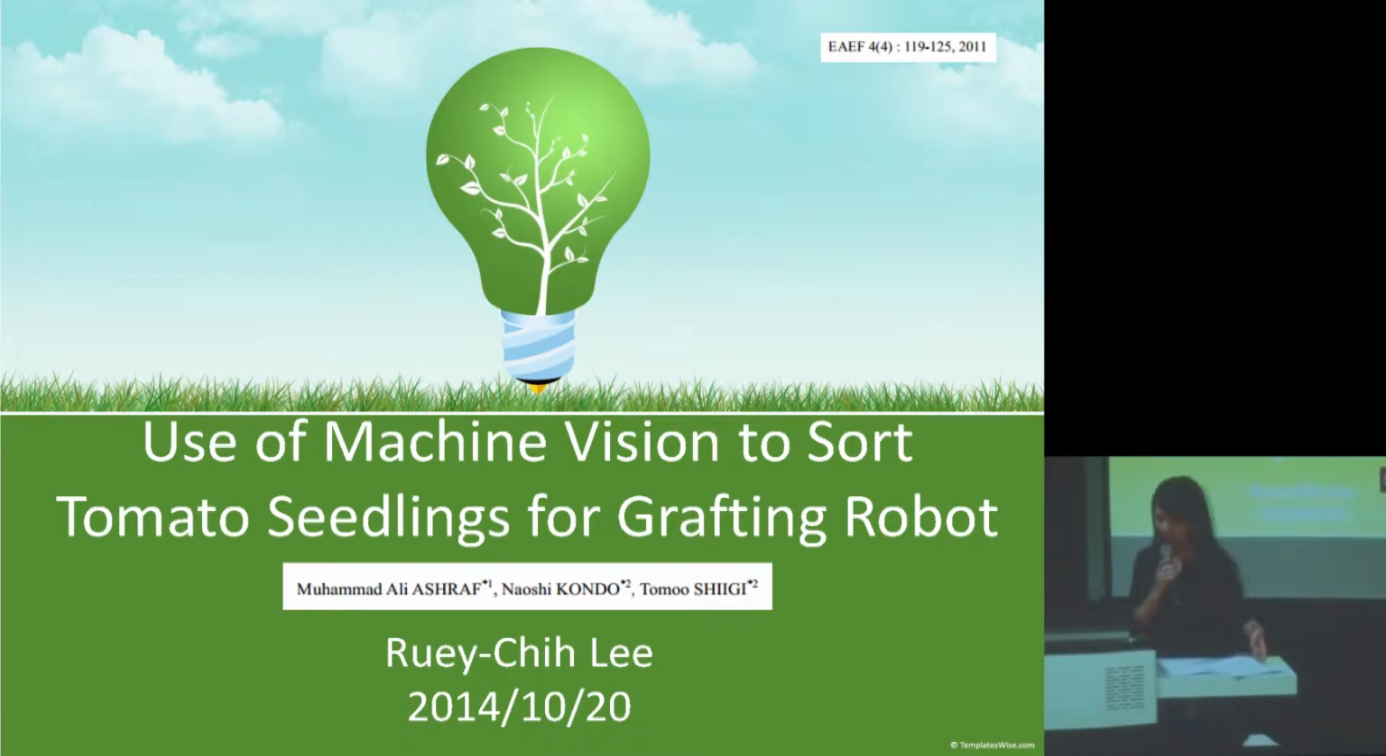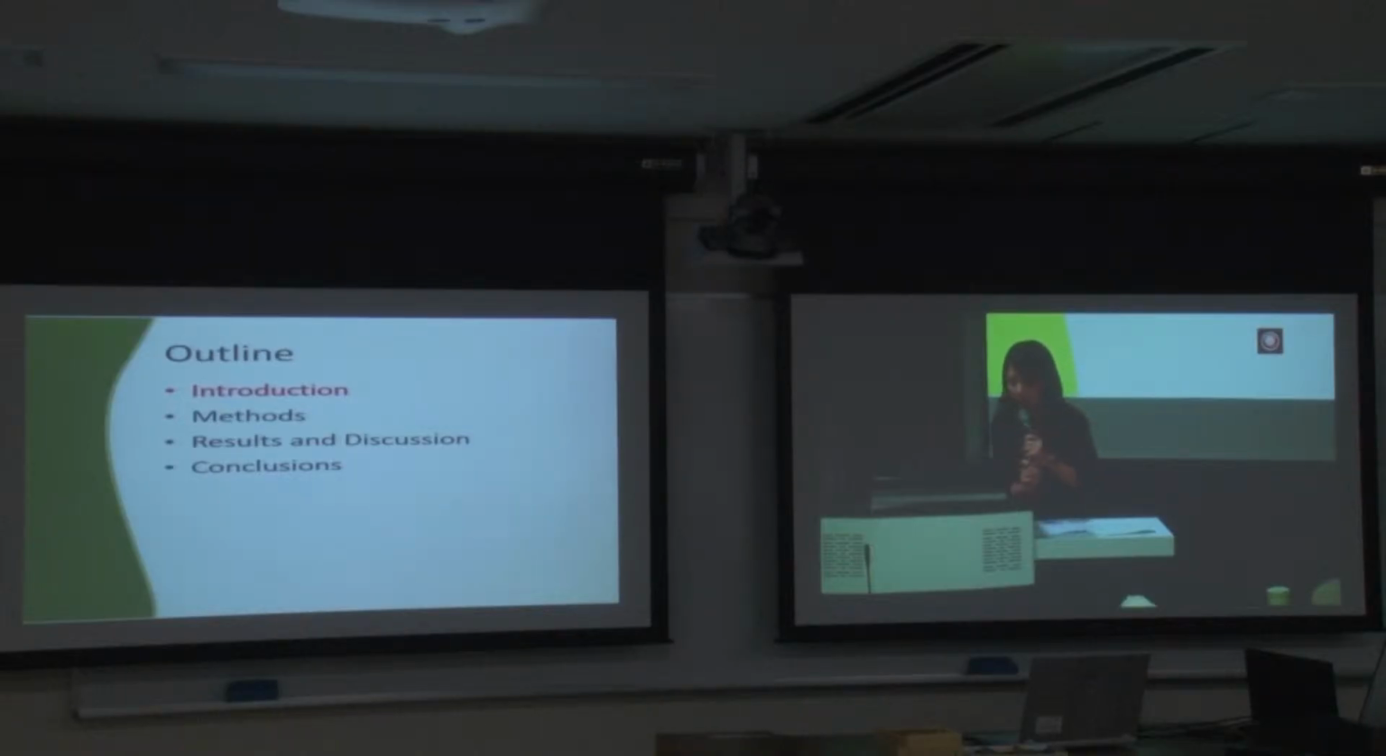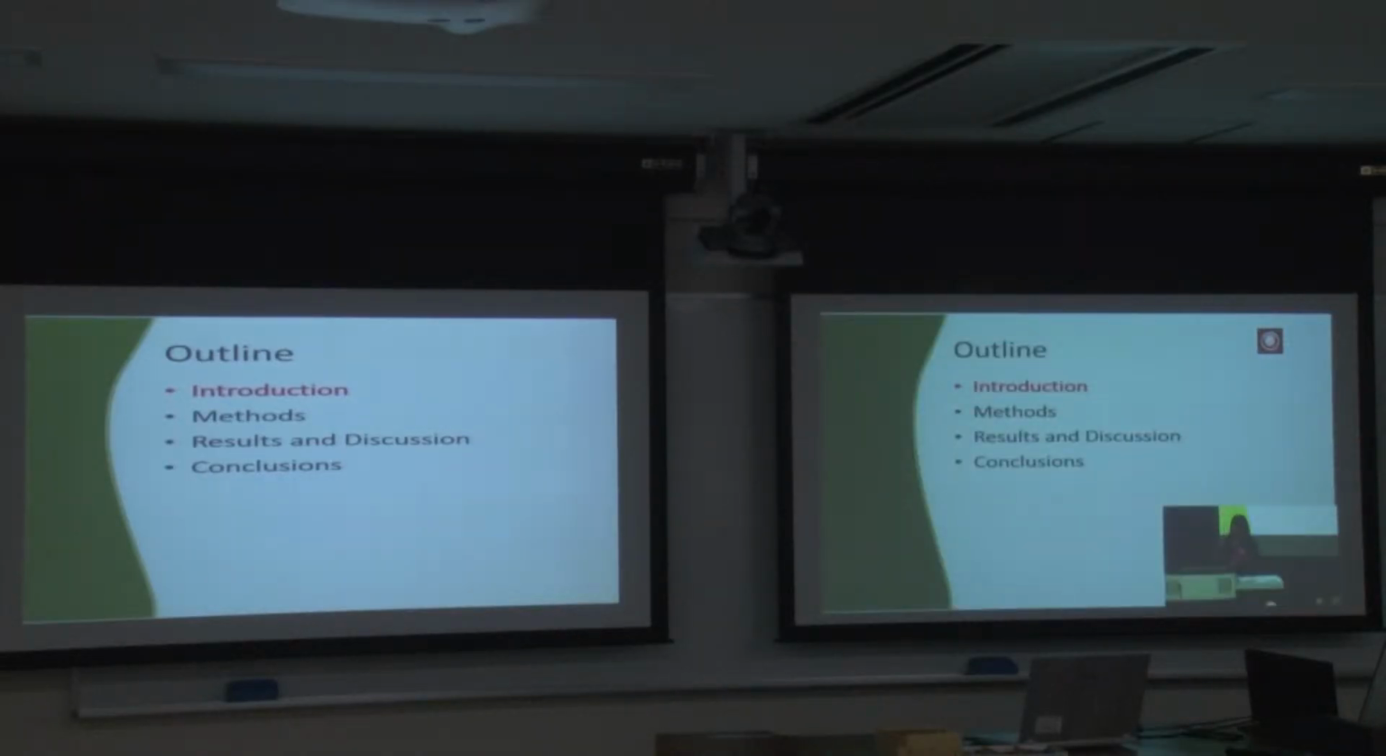Today my topic is the use of machine vision to sort tomato seedlings for grafting robots. Here is today's outline. First of all, I will talk about the introduction and then the methods for the grafting robots. After that, I will show you the results and the discussion. And finally, I will talk about the conclusion of this paper.